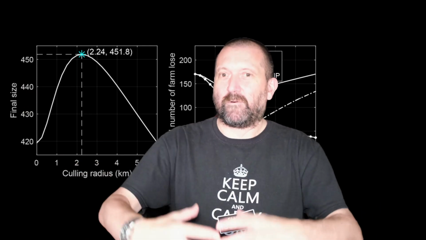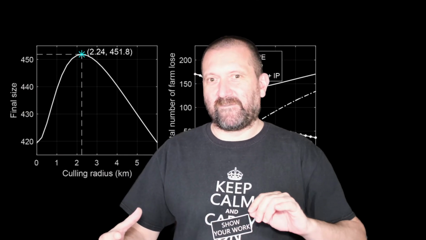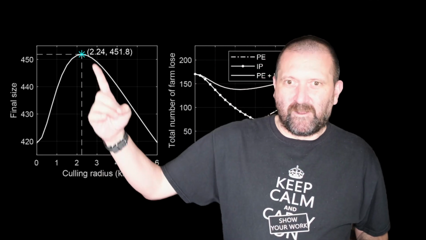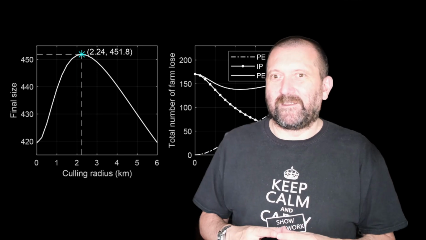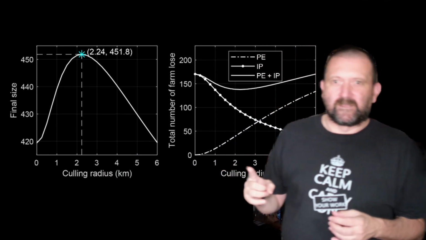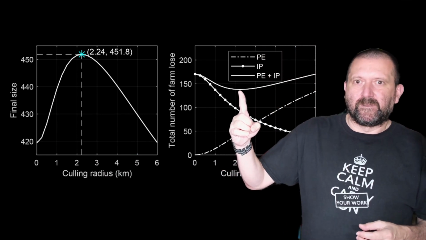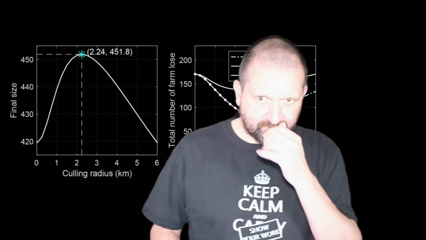So when you increase that radius, you're destroying a lot of farms that don't necessarily need to be destroyed. And on top of that, you can have long distance events that would seed things a bit further away. Whereas this shorter range culling radius is, in that case, ideal. And we're not showing it here, but this corresponds to this dip here in the number of infected premises.